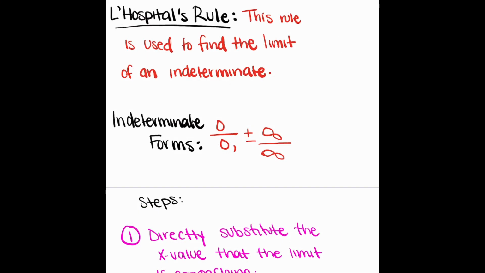L'Hopital's rule is used when finding the limit of a function results in an indeterminate form. Indeterminate forms arise when the x value that the limit approaches results in 0 over 0 or infinity over infinity, for example.